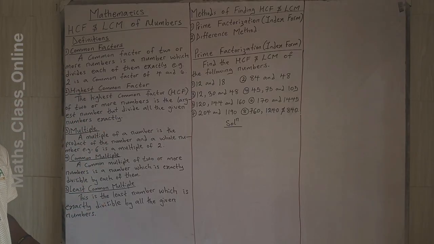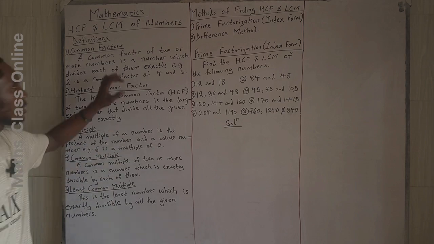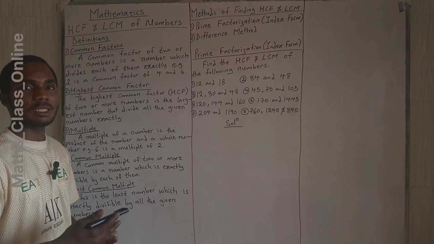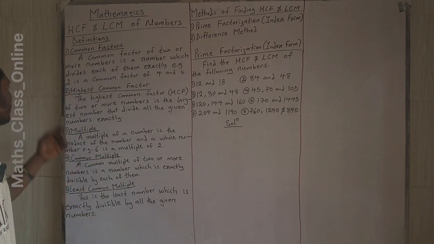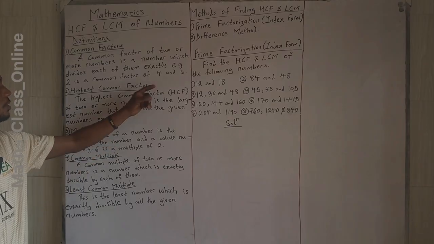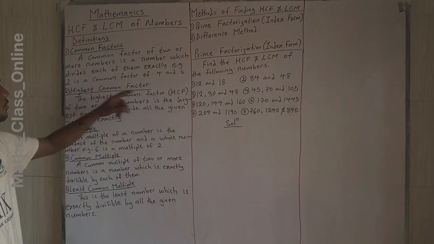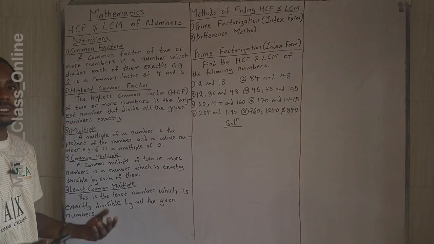What is common factor? A common factor of two or more numbers is a number which divides each of them exactly. The word exactly here means without any remainder. Example, 2 is a common factor of 4 and 6. This means that 2 can divide both 4 and 6 without any remainder.